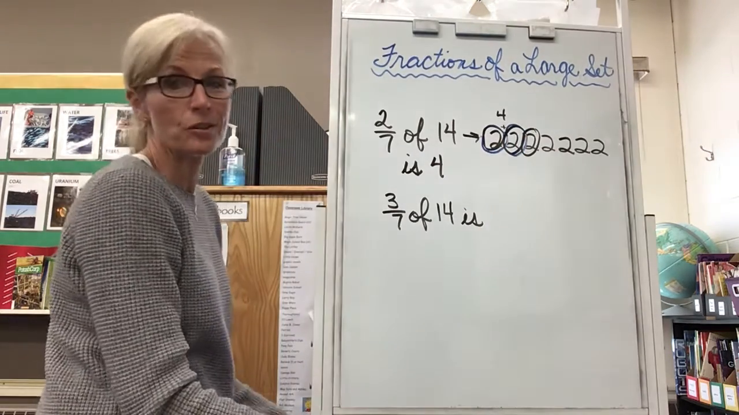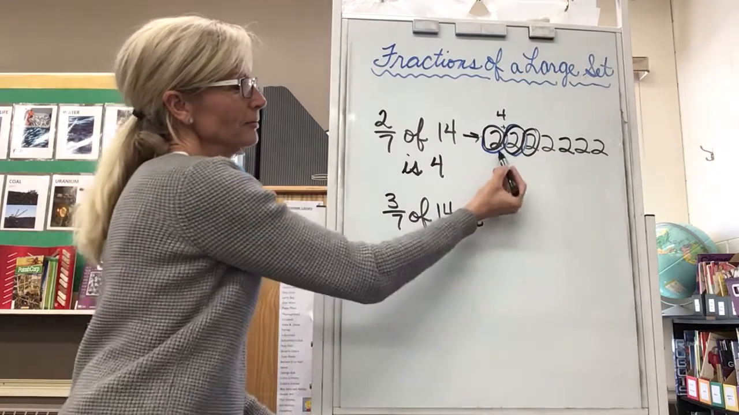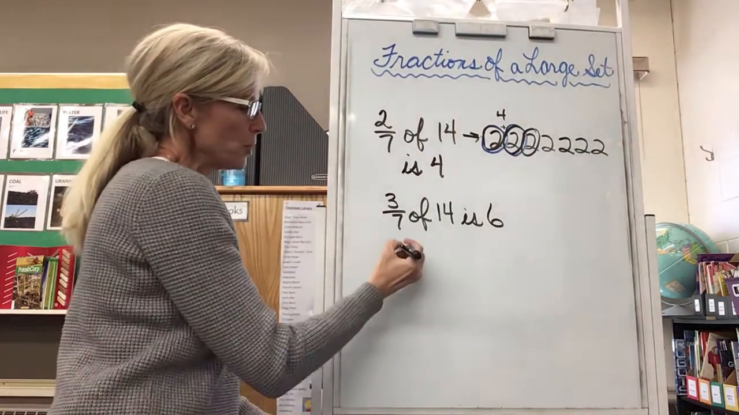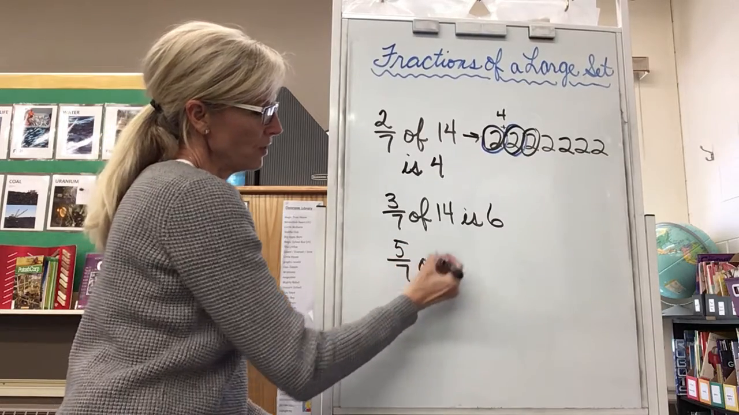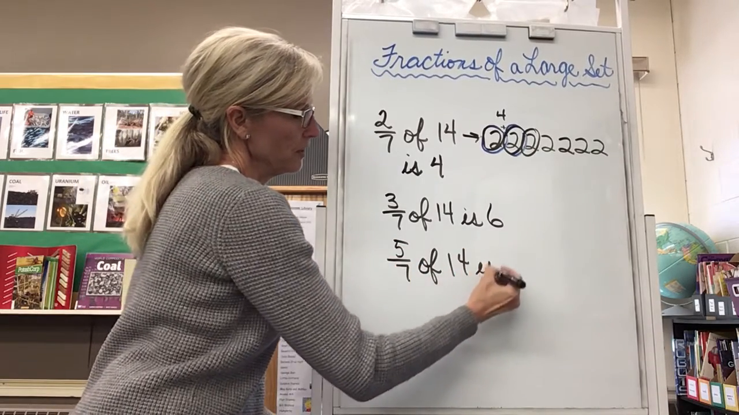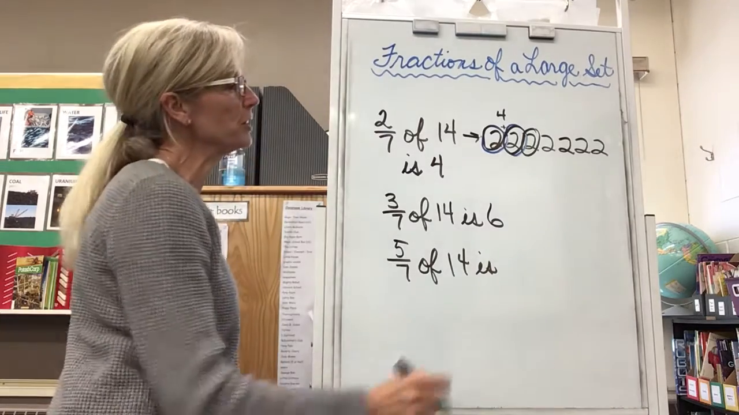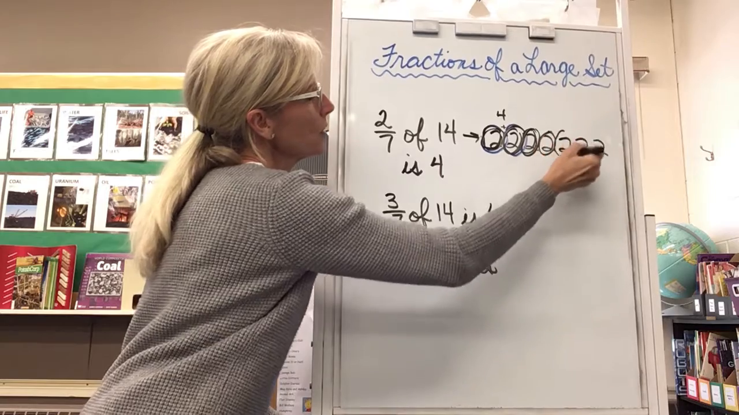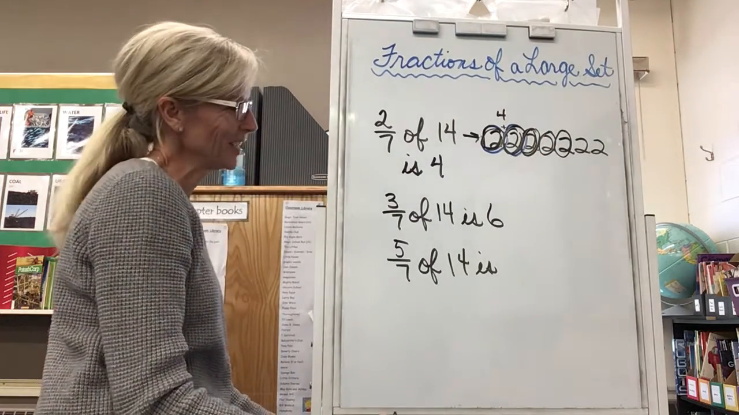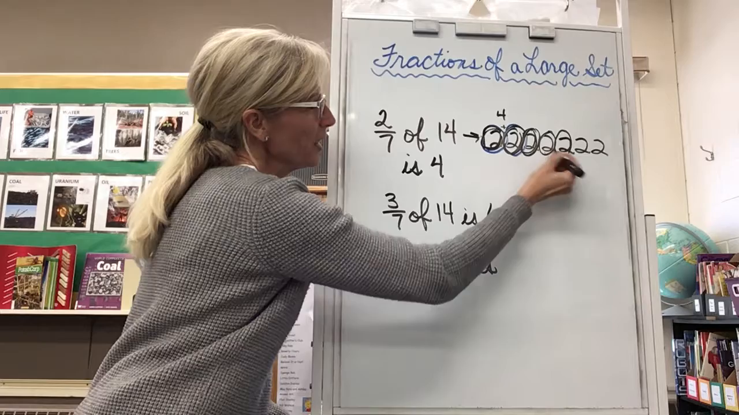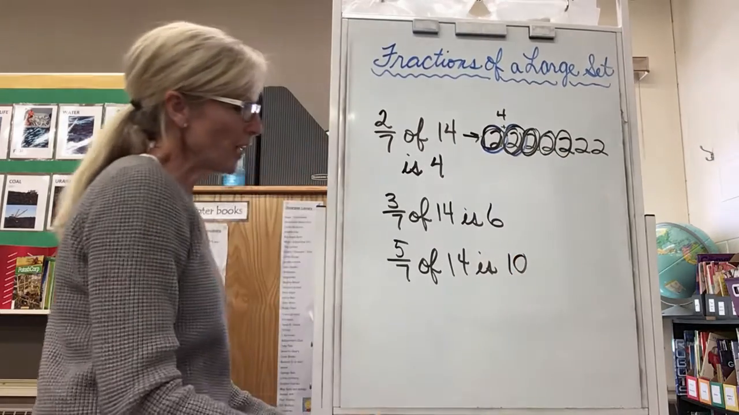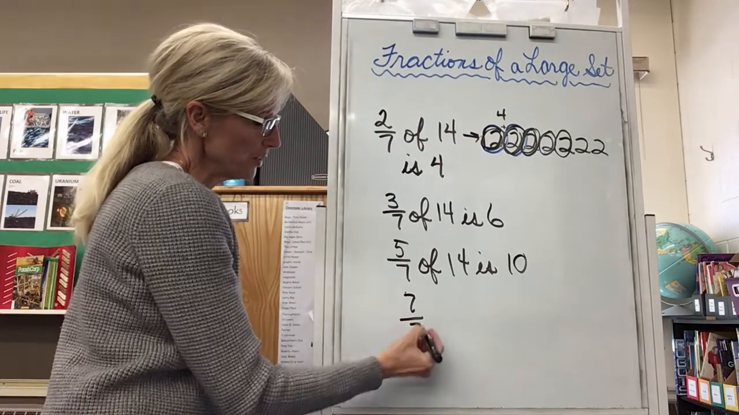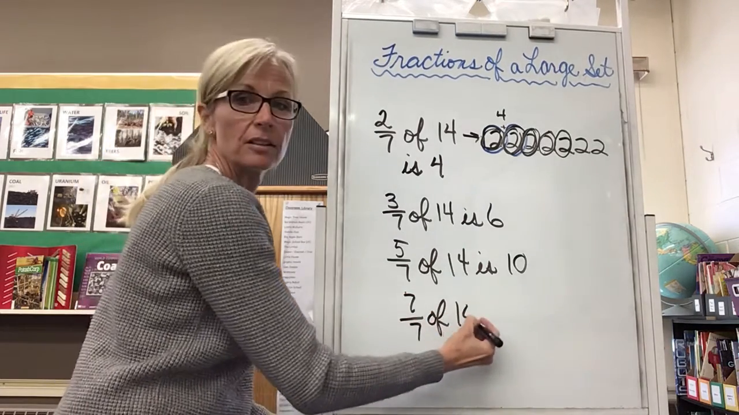How much is 3/7 of 14? 2 plus 2 plus 2 is 6. How about 5/7 of 14? What is 5/7 of 14? 1 group, 2 groups, 3 groups, 4 groups, 5 groups. That would be 2, 4, 6, 8, 10. 5/7 of 14 is 10. Try one more. How about 7/7 of 14?